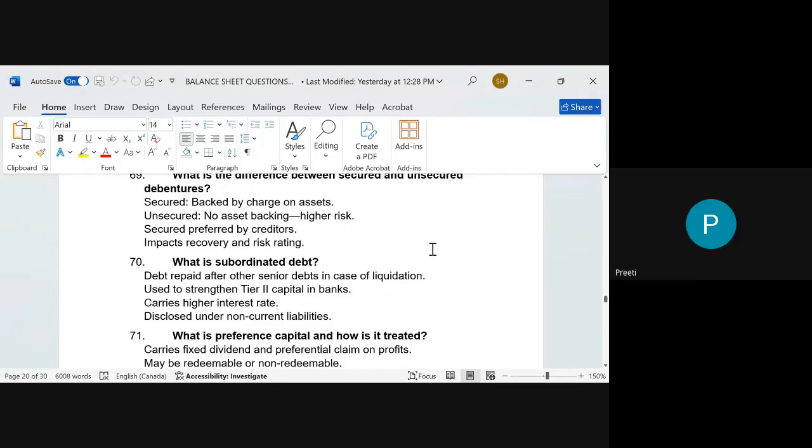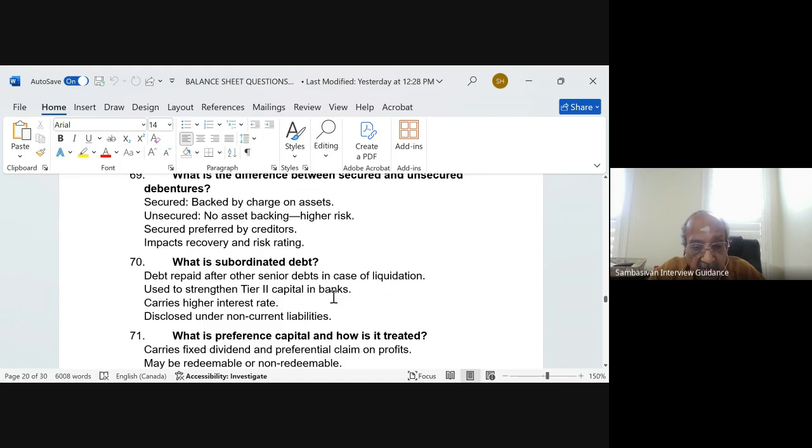Debt repaid after other senior debts in case of liquidation, used to strengthen tier 2 capital in banks, carries higher interest rates, disclosed under non-current liabilities. What is preference... This much will do. No, thank you, Preeti.